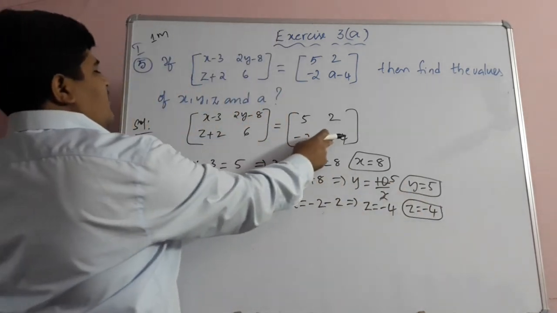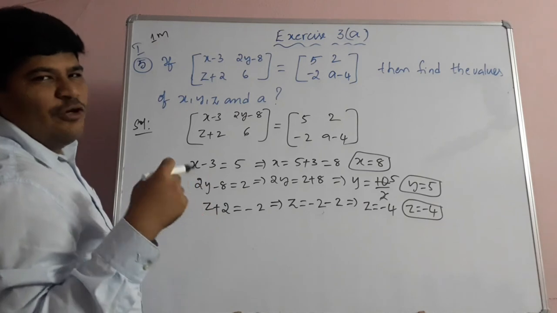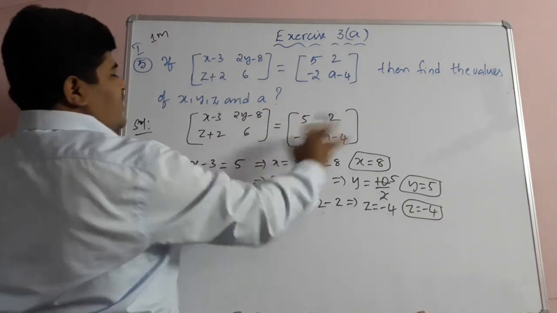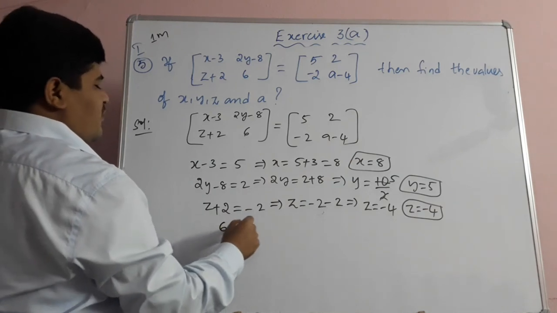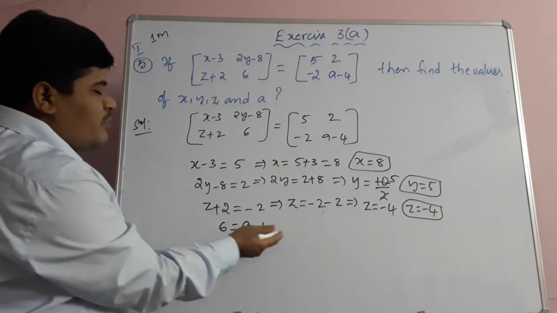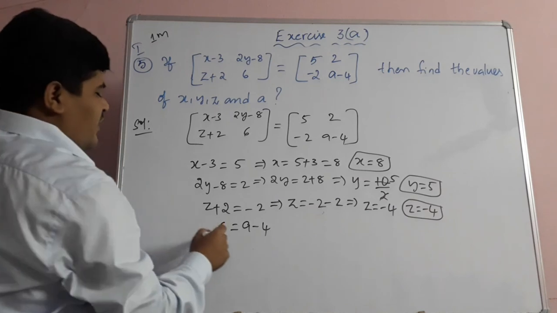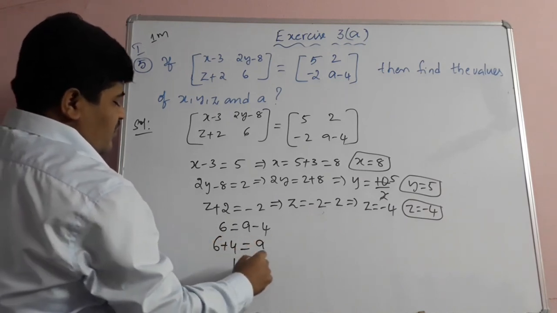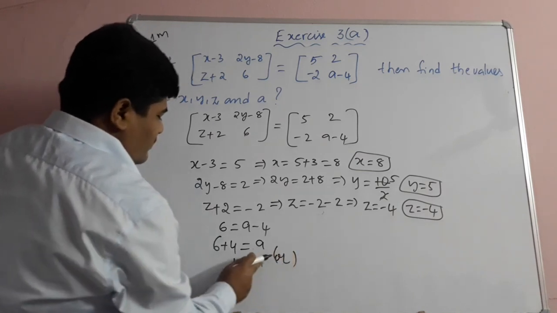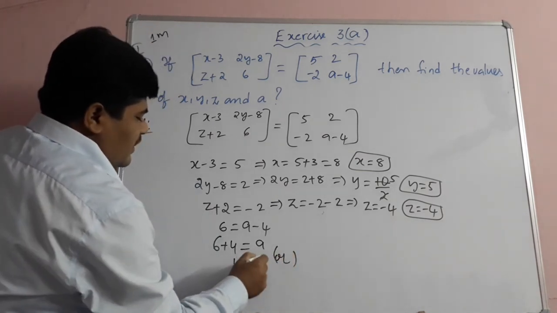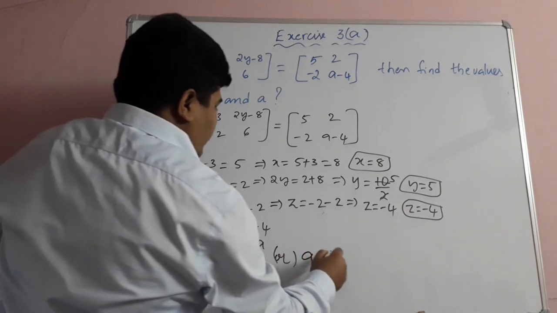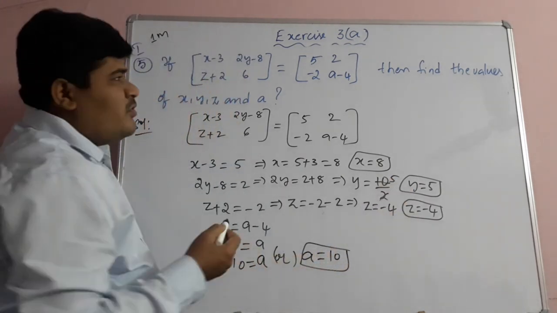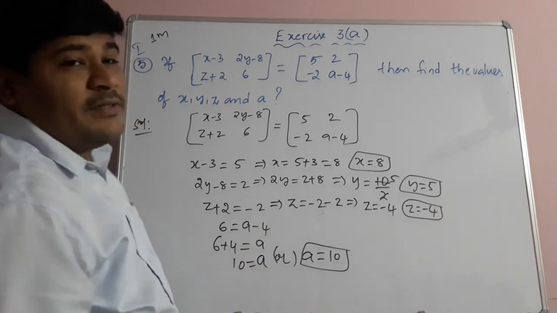Now the fourth element is equal to the fourth element, or a22 is equal to b22, or second row second element is equal to second row second element in the two matrices. So 6 is equal to a minus 4. So transpose minus 4 to the left hand side. Then we will get 6 plus 4 is equal to a. 10 is equal to a. So children, they are asking us to find x, y, z and a values. So we got it. In this way we can solve this problem, children.